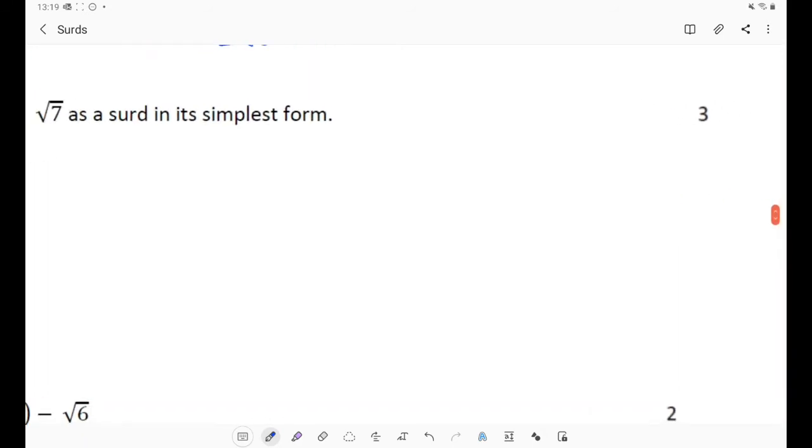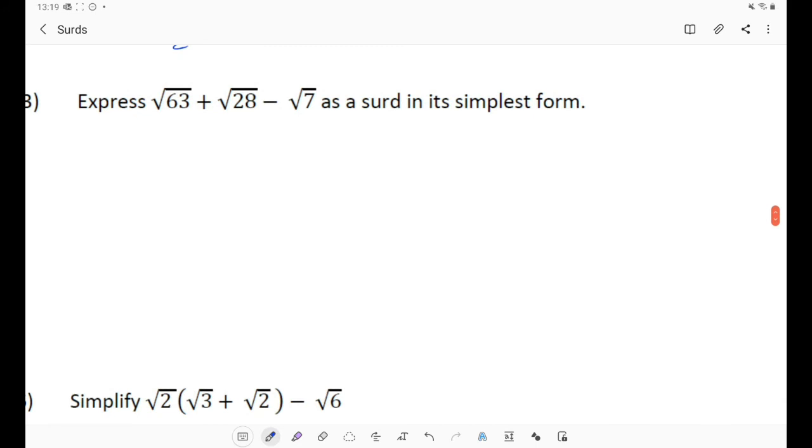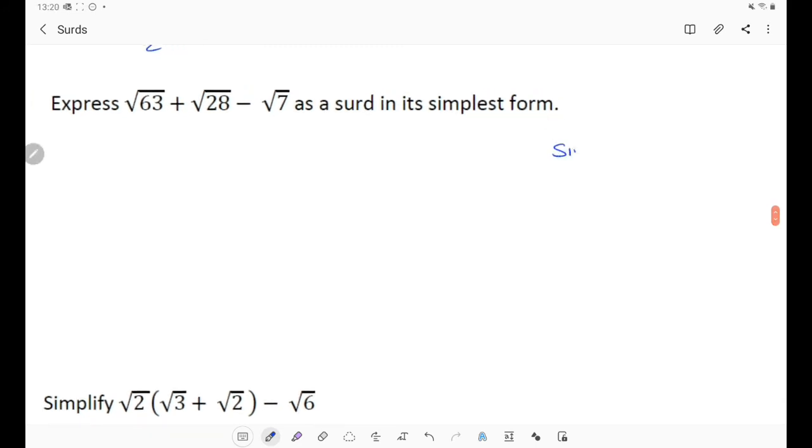This is a 3 marker. It's a relatively common 3 marker. And the reason is because it tests 2 skills. Simplifying and adding and subtracting. These questions actually give you a massive hint in them 90% of the time. And the hint is that they give you the base surd. And what I mean by that is your root 2, your root 3, your root 5, your root 7. 7 is a prime number, and it tells you it is the simplest it can be.